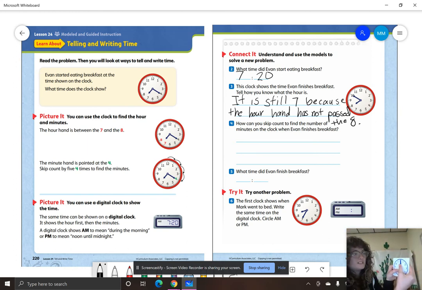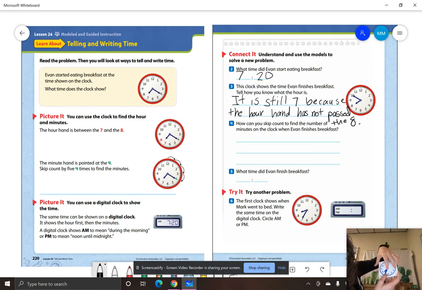So watch what I'm going to do. I'm going to skip count by 5s. Here we go. 5, 10, 15, 20, 25, 30. Ooh, now watch this. 35. Do you see that? Our hour hand is getting closer to the 8. Is it 8 o'clock yet, though? No, we're still in the 7th hour.